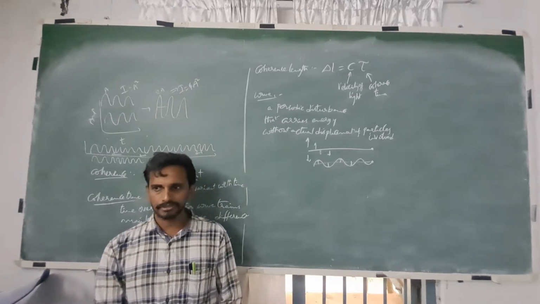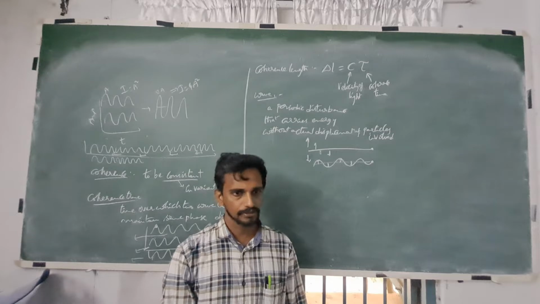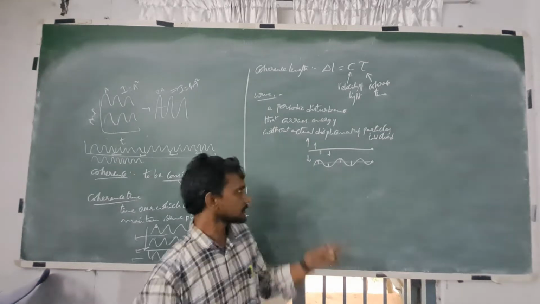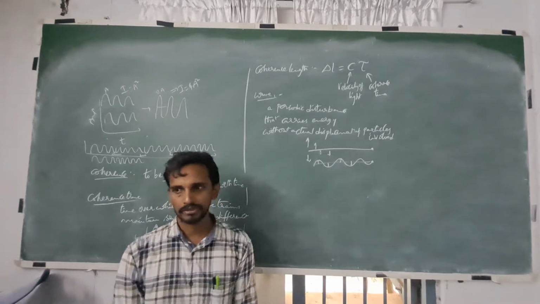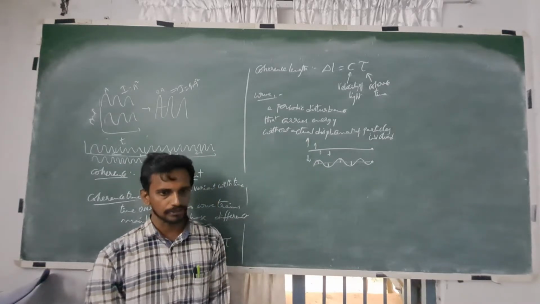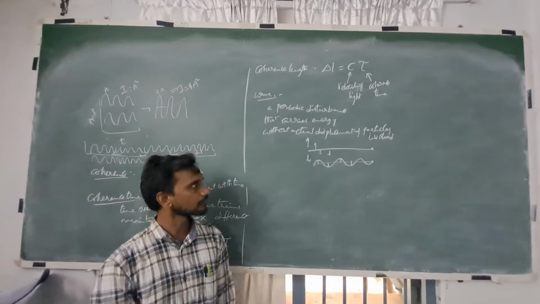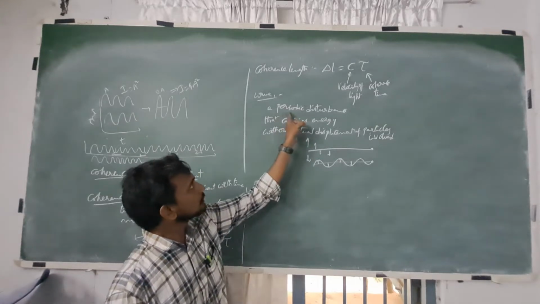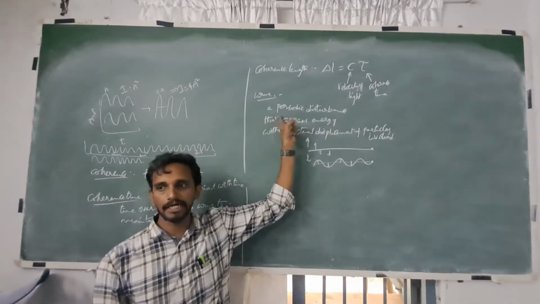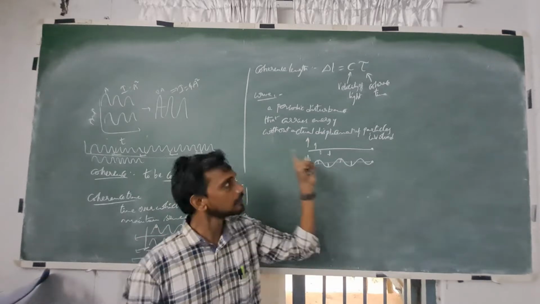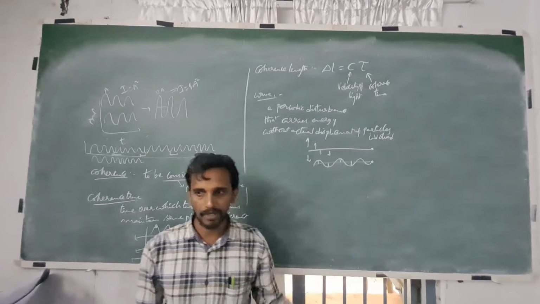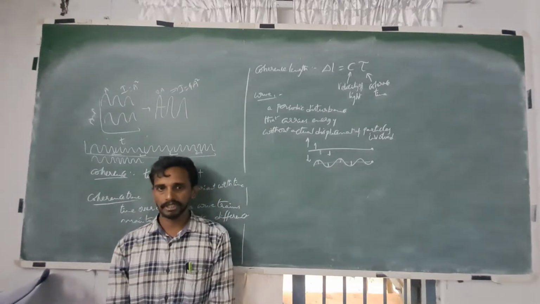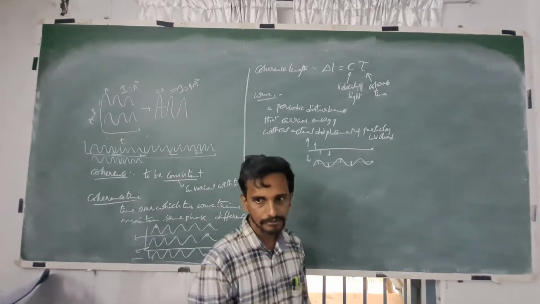But ultimately average displacement is 0. So after a certain time it will go upwards and this portion will come downwards. So overall average displacement is 0 over a time. So what happens? It is a periodic disturbance. It carries energy from one end to the other end, and net displacement is 0. The particles are not displacing permanently.